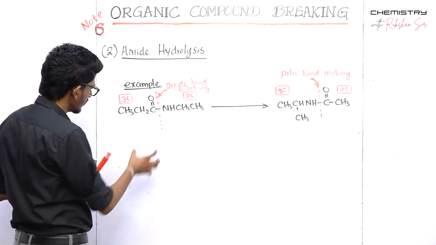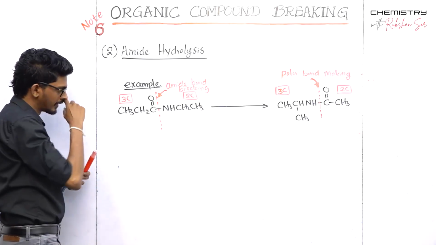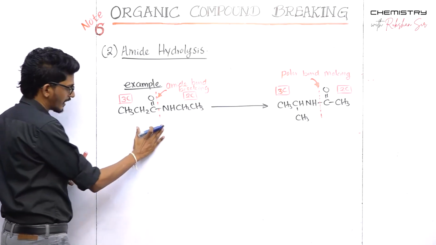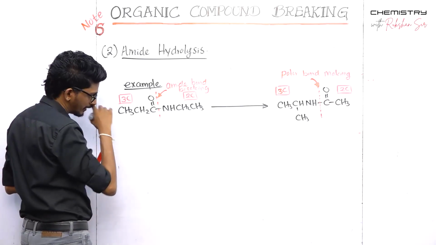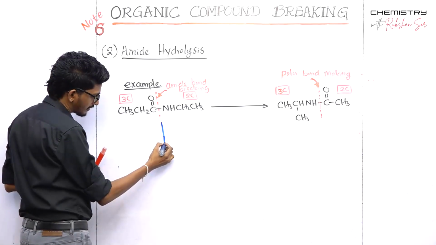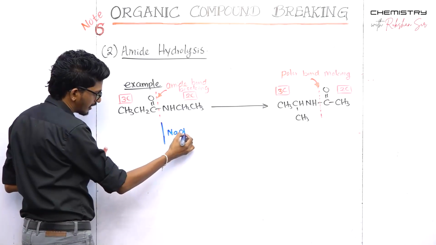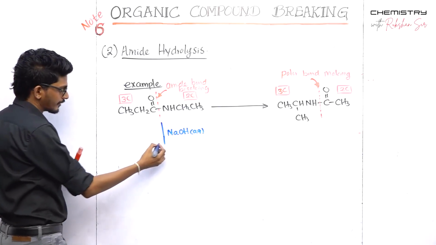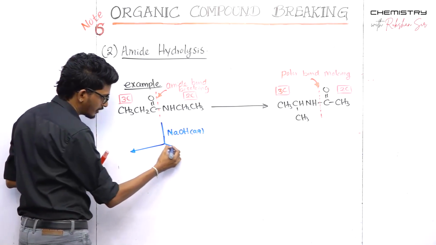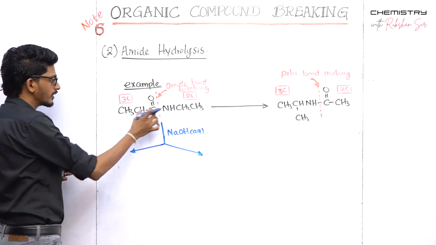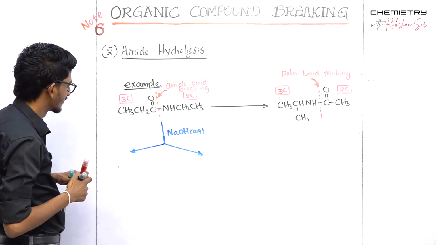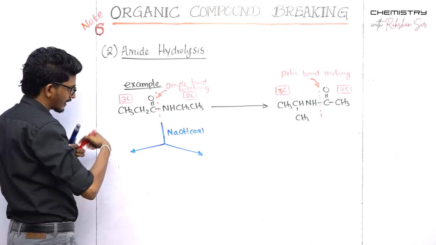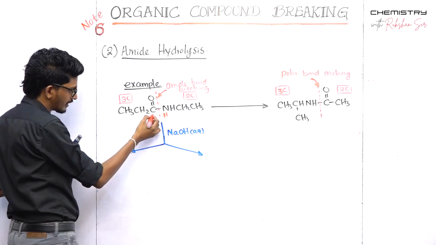So I'll do some base hydrolysis here. Last time we had done an acidic hydrolysis, no? In this case, I'm going to use some NaOH to break this ester bond, sorry, amide bond. By this amide hydrolysis, you will get two compounds, one 3 carbon compound and one 2 carbon compound. The hydrolysis is normally done like this: the hydrogen comes to this side and the OH comes to this side.